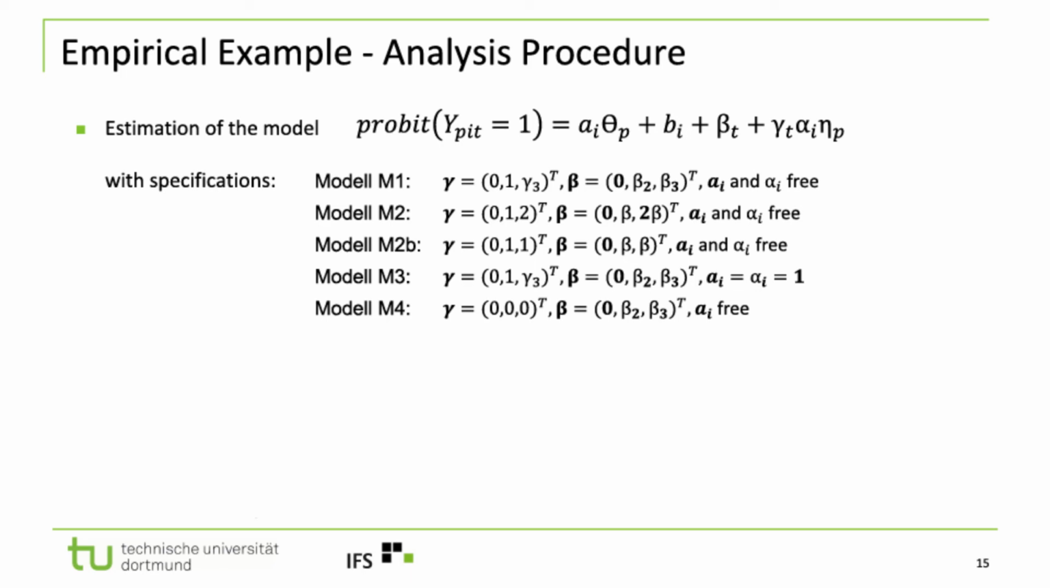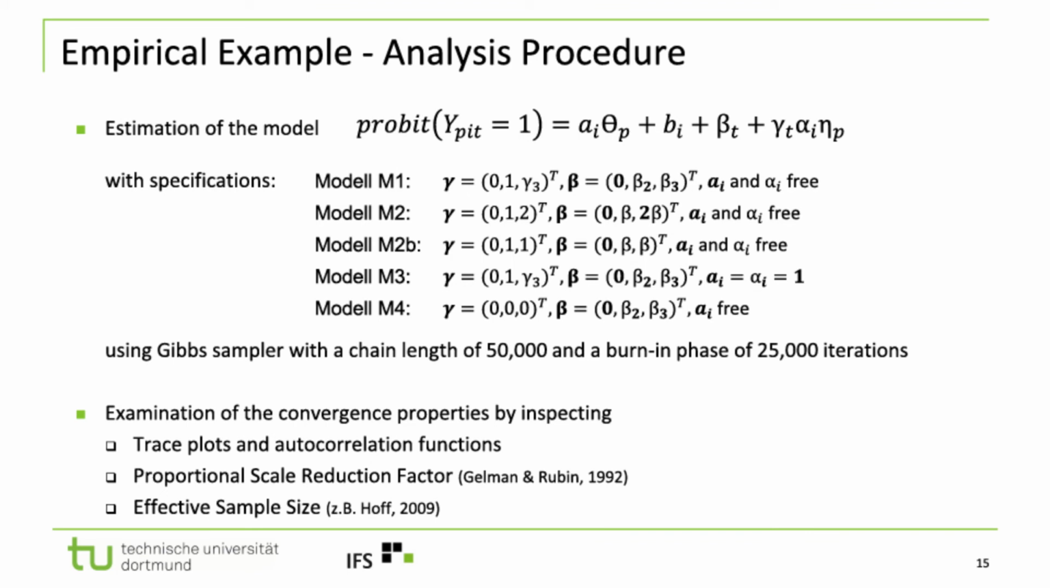In model M4, we omit the second person dimension, the persistence, and model only the average shifts for each position in a one-dimensional response model. We estimated each model with our proposed Gibbs sampler with a burn-in phase of 25,000 and a total chain length of 50,000. We checked the convergence properties using the usual criteria and found no peculiarities. So the posteriors seem to have been well obtained.